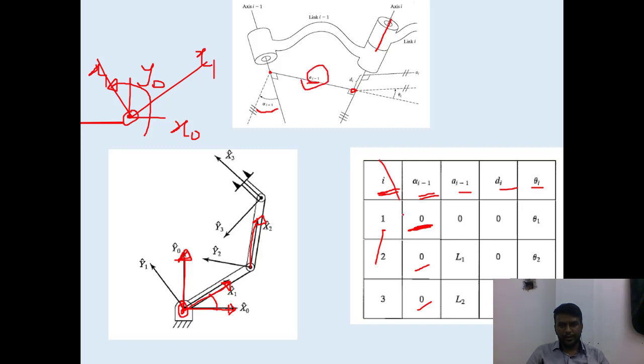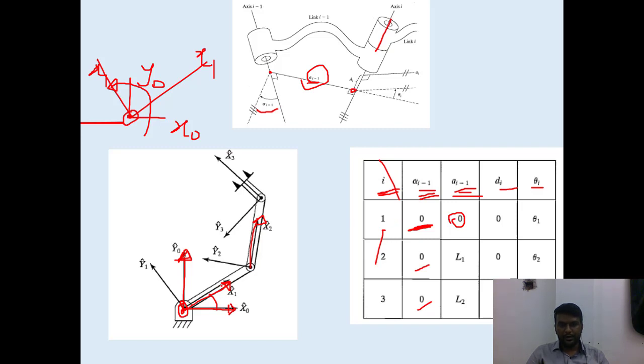The next thing is alpha i minus 1. Sorry, we were talking about a i minus 1, and a i minus 1 is 0. Now, what is alpha i minus 1? It is the angle when both axes have some angle between them. But in this case, there is no angle because both axes are parallel.